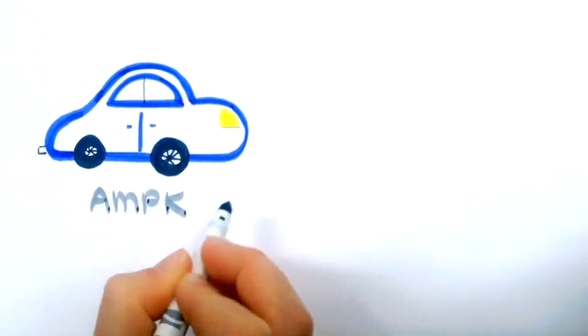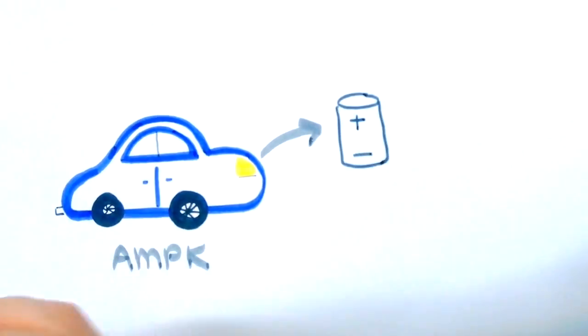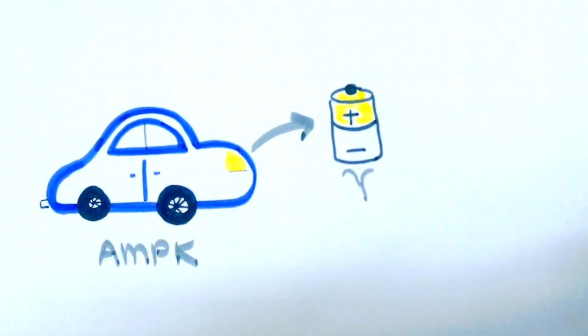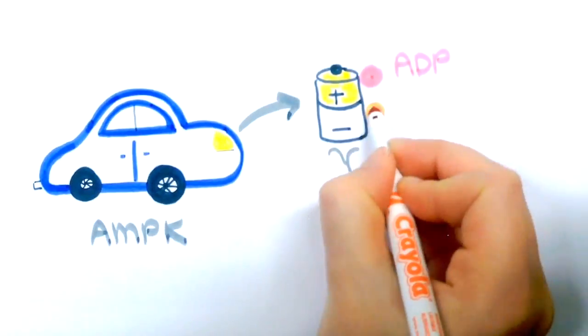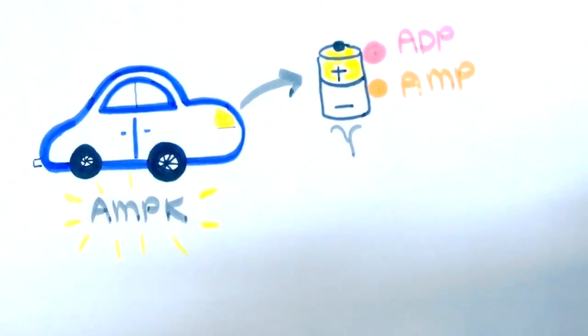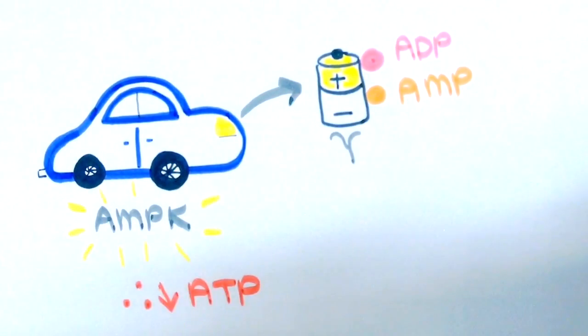Now think of AMPK being the actual car and the gamma subunit being the battery in the car. In this case, AMP and ADP are the charges to the battery. The car battery needs to be charged in order for the car to move. And so does AMP or ADP need to be bound to the gamma subunit for AMPK to be activated.